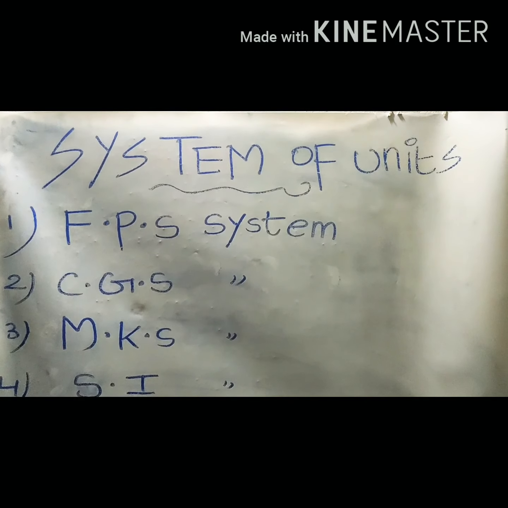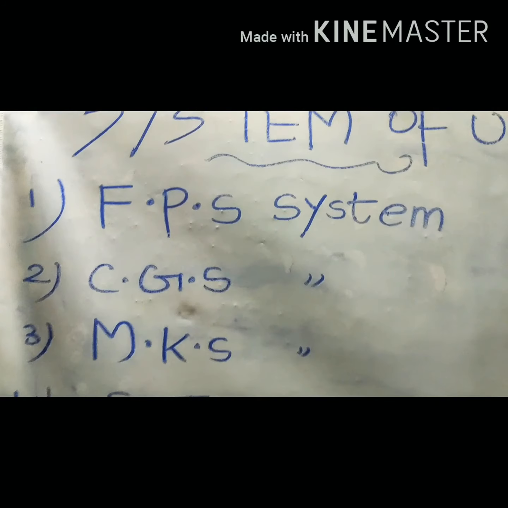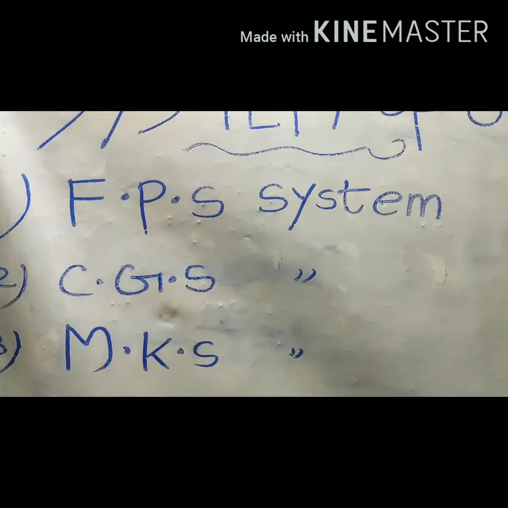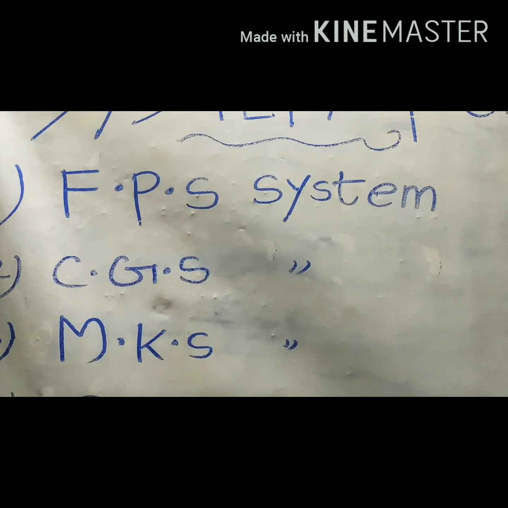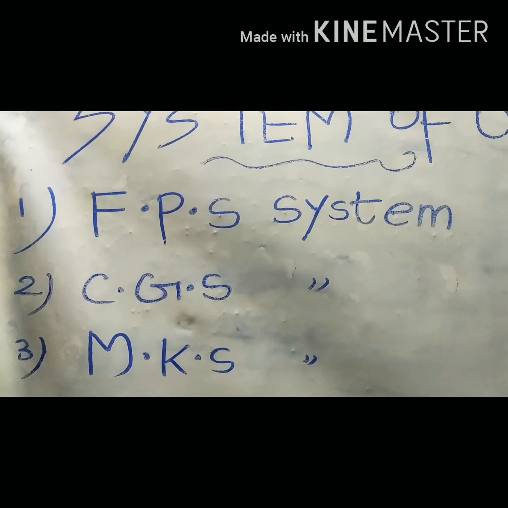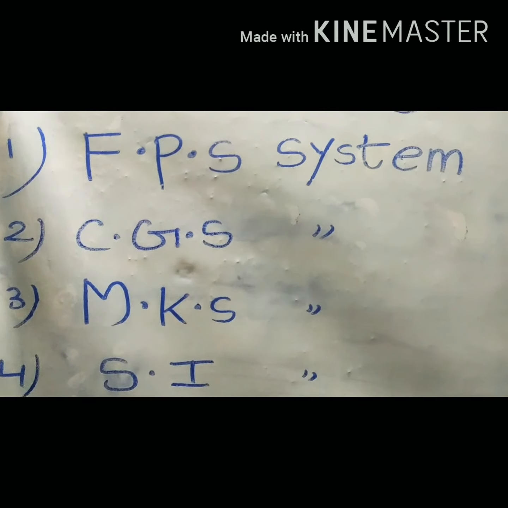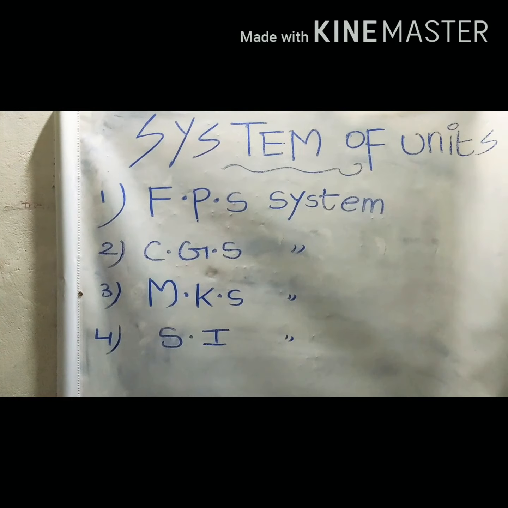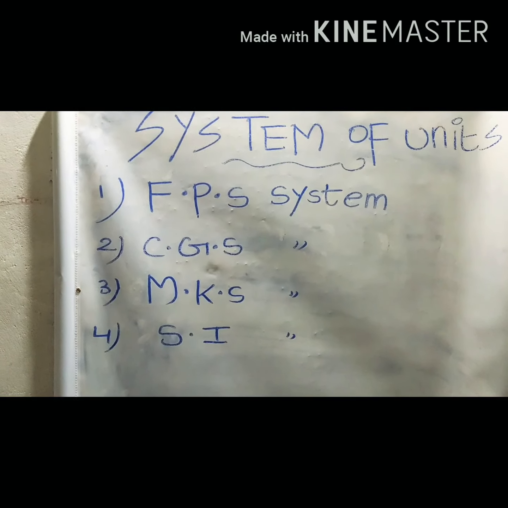The first one is FPS system. What's the full form of FPS? Foot, pound, second. And the second one is CGS system. What is CGS? Centimeter, gram, second system.